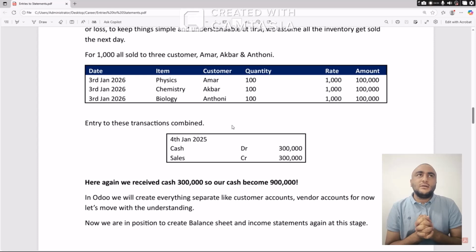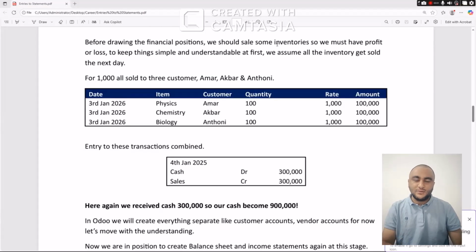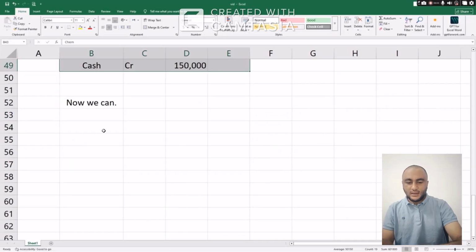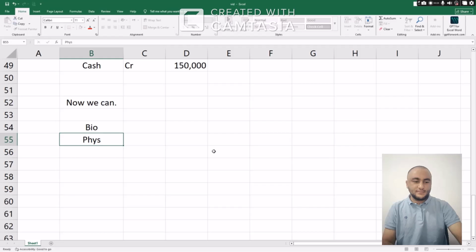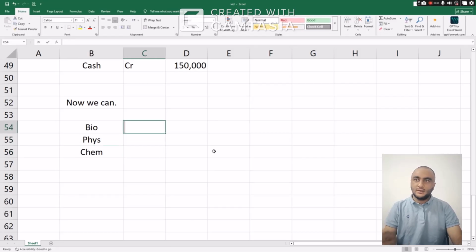To draw the income statement completely, we have to sell some items also. So what we are going to do is, on the same date, we are selling these 3 books to 3 customers, all quantity sold out at 100% markup. So we can say that our sale was all books, like bio, physics, and chemistry, got sold, 100 of each item, and we got 500,000 more by selling these books.